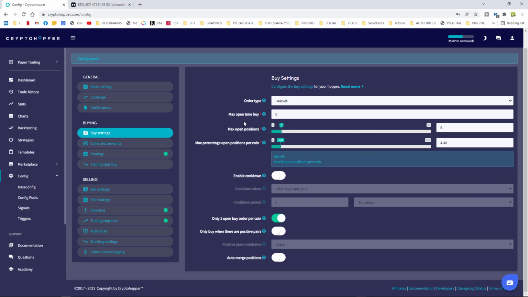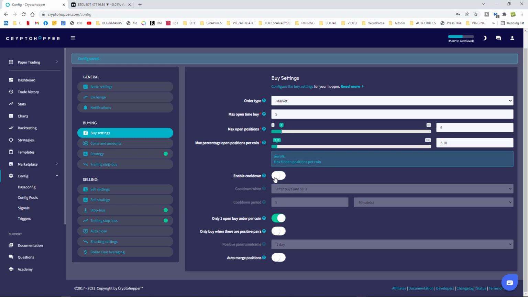So I'm going to put that to 1. So it's going to split everything up into 5 different coins. Alright, even if I slide this up, then slide that down, I could have 30 positions, and it will be only 1 open position per coin. But I believe on the paper trading bot, you're only allowed 15 coins anyway. So down to 5, max open positions per coin is 1.